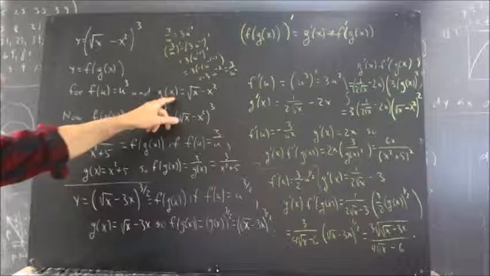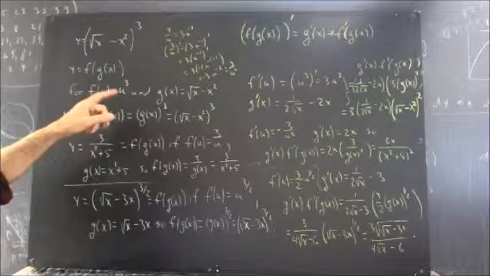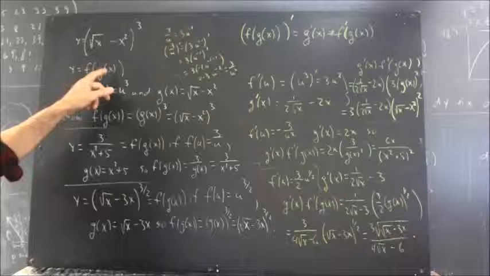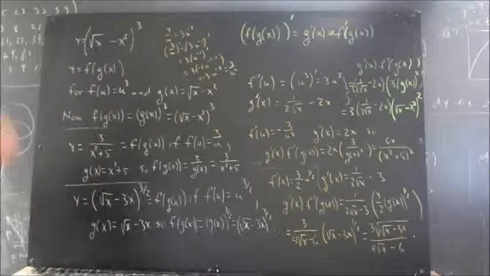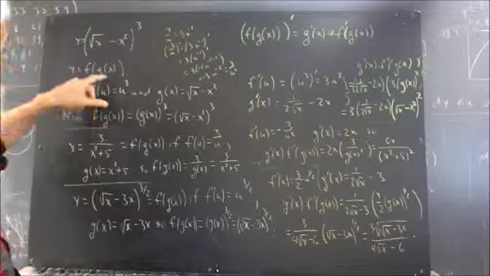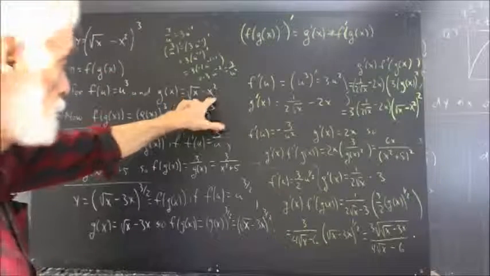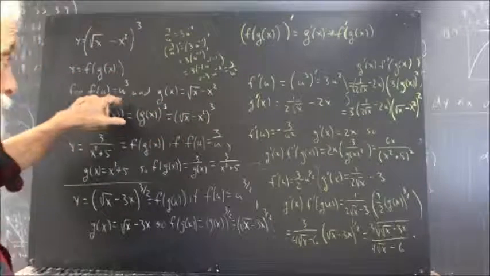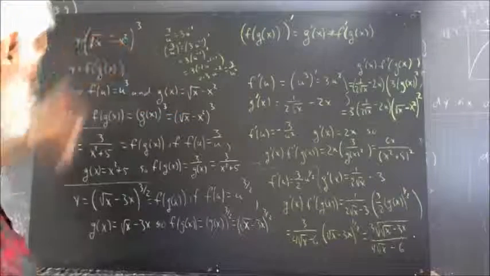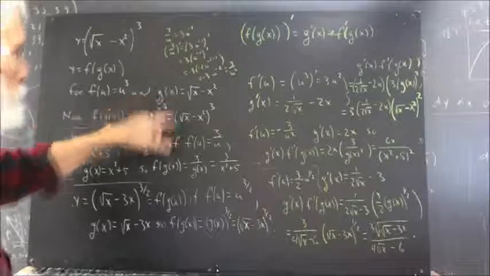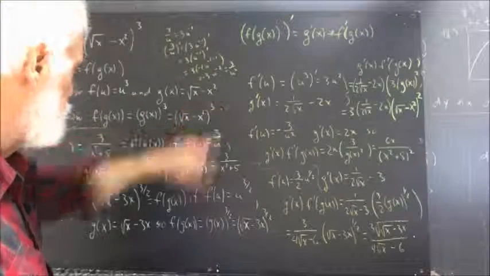So that when we plug g of x into f of u to find f of g of x, we replace u by g of x. We're going to get g of x cubed, and g of x is square root of x minus x squared, so we're going to get square root of x minus x squared cubed. So f of g of x is g of x cubed, which is square root of x minus x squared cubed.